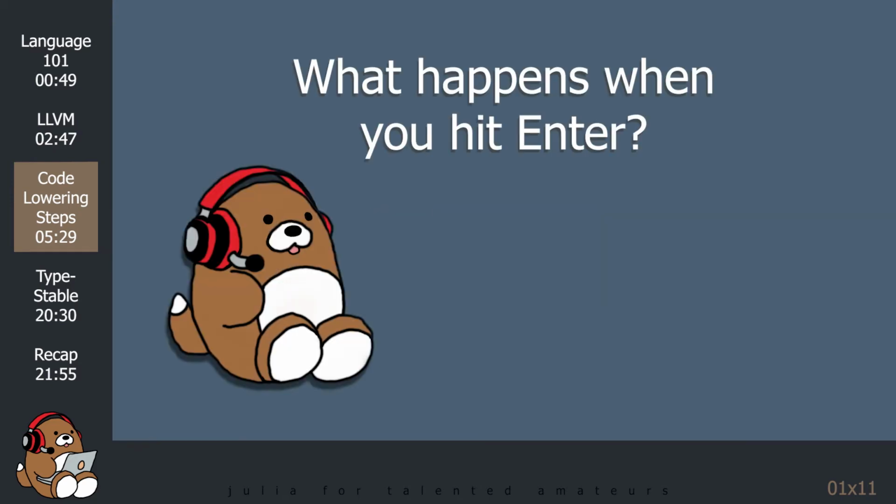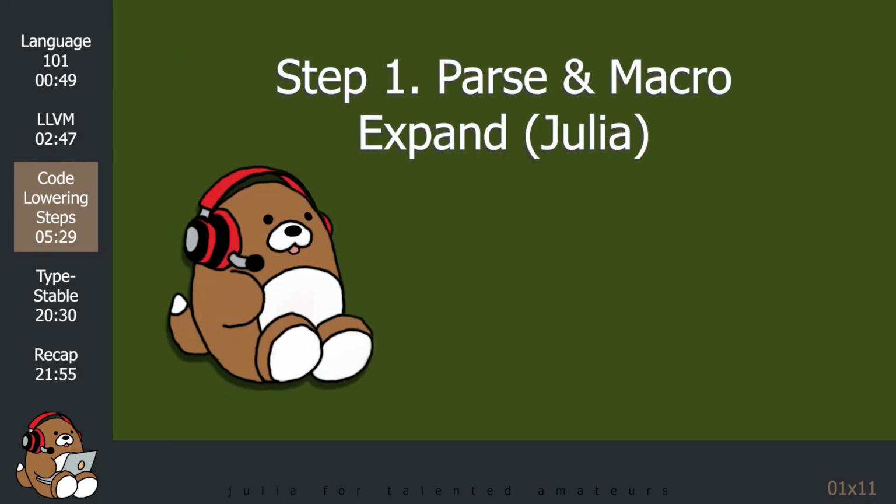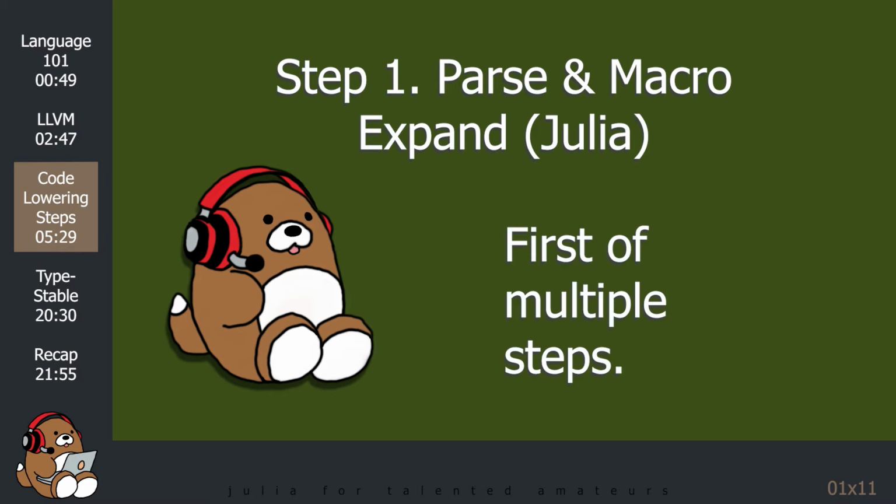At a very high level, here's what happens when you hit enter after typing in some code into the REPL. As soon as you hit enter, Julia begins the process of lowering your source code text from a high-level programming language to native machine code. This process is a multi-step adventure and not an instantaneous conversion.